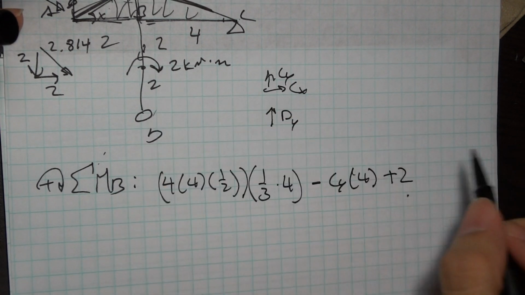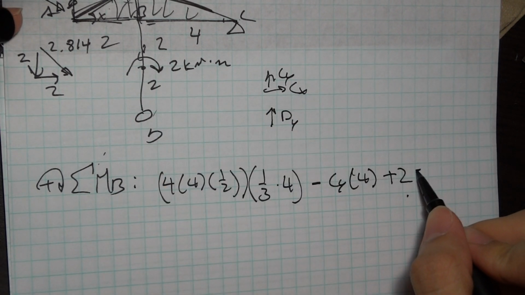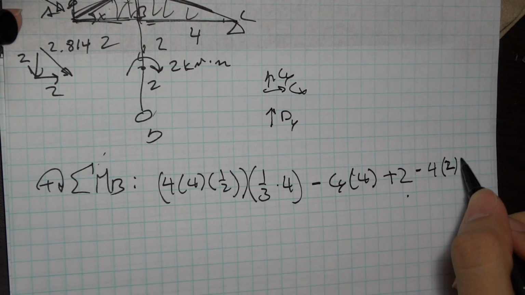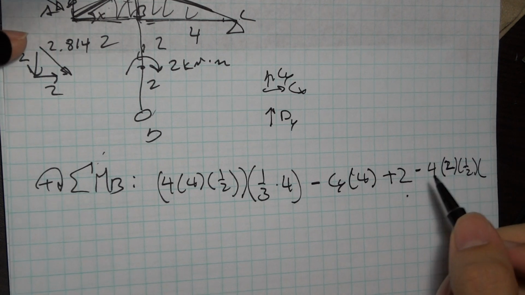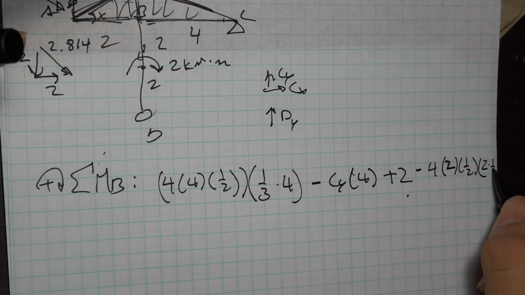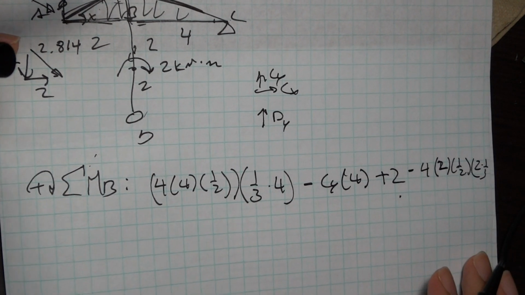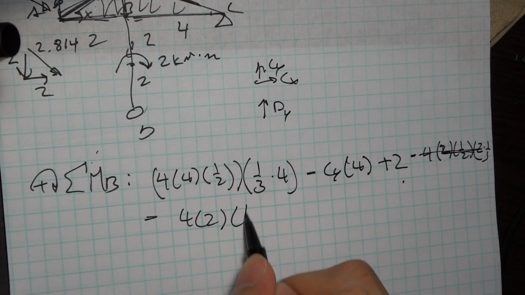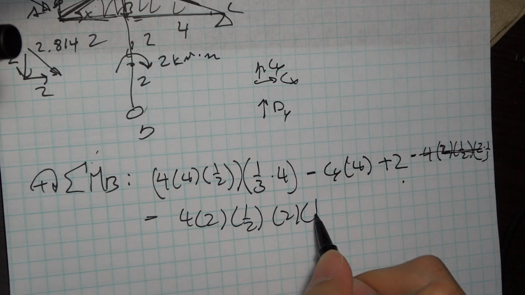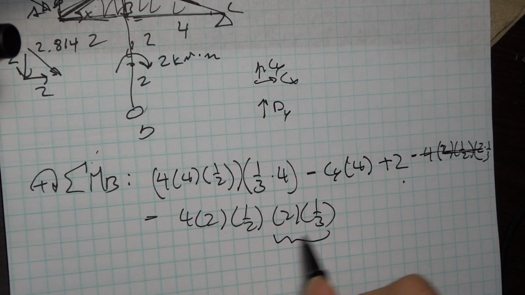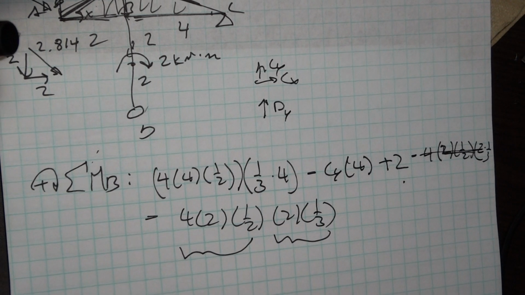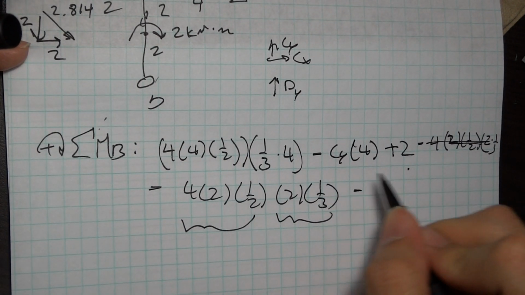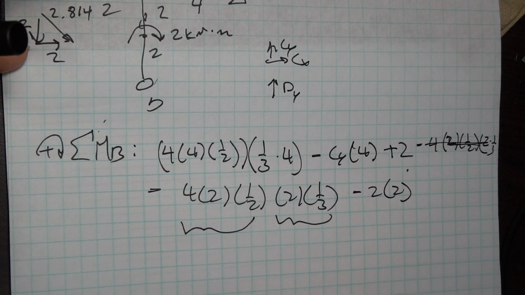And then let's look at the other triangle. The other triangle is going to be 4 times 2 times 1/2 times 2 times 1/3. And I went a little bit off the page here, so I'll just write that again. 4 times 2 times 1/2 times 2 times 1/3. This is your distance, and this is your load. And finally, you have one last term. This is the minus 2 times 2.